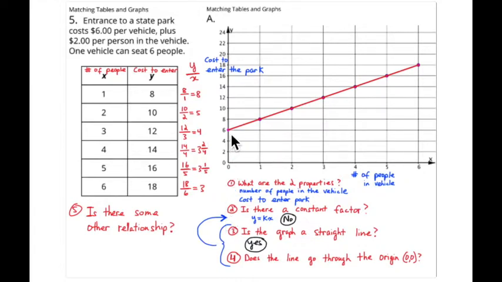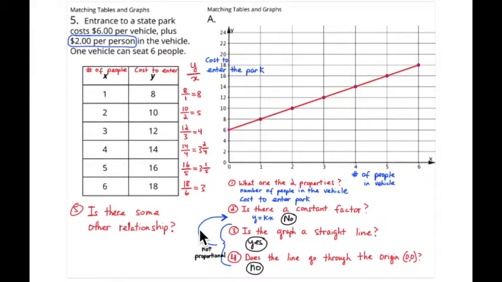And actually, it goes through Y equals 6 because you have to pay $6 for the vehicle. So if the number of people going in the park was 0, you would already owe them $6 if you were somehow to take a vehicle into the park. The point is that when you drive up, you already owe $6 before you've paid at all for any of the number of people in the car. And so it is not proportional.